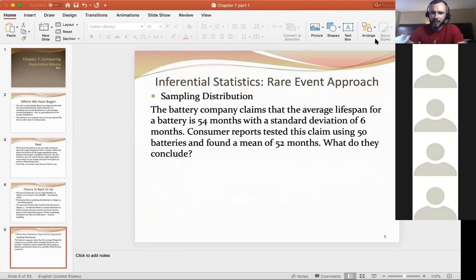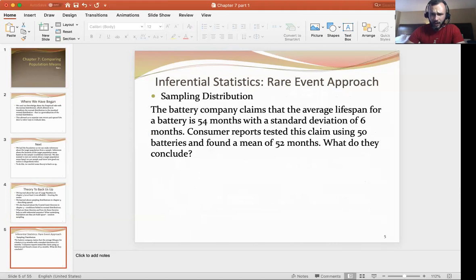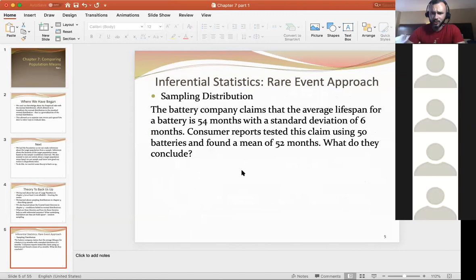A battery company claims the average lifespan for its batteries is 54 months with a standard deviation of 6 months. Consumer Reports tested this claim using 50 batteries and they found a mean of 52 months. So I want you to take about 4 to 5 minutes and tell me, what do they conclude?